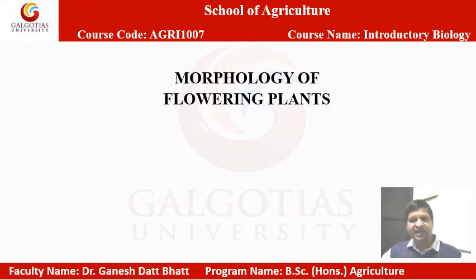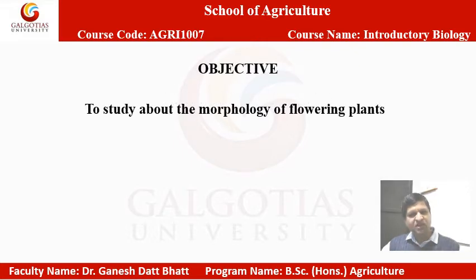Welcome dear student. Today we will discuss one of the important topics of morphology of flowering plants. This topic is related to one of your important subjects, introductory biology. The course code of introductory biology is AGRI 1007. Objective: to study the morphology of flowering plants.